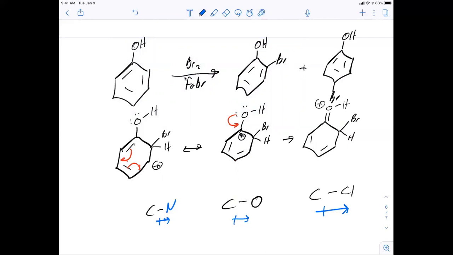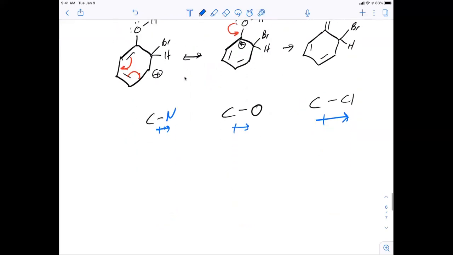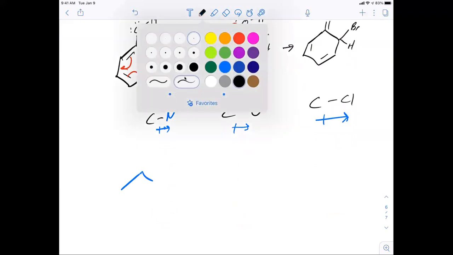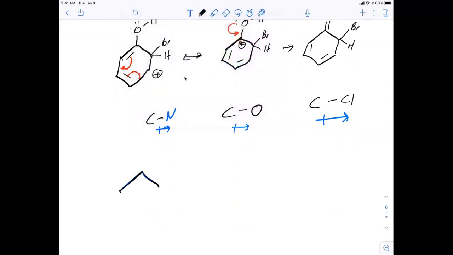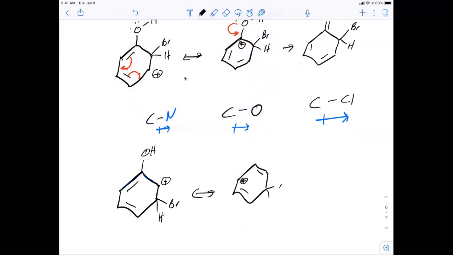Questions about this one? And of course I could show the para would be the same thing, right? But if I do the meta, is the meta going to end up with the positive next to the group? No, right? So the reason the meta is not, let's go ahead and show that one. Right, if I had put the bromine here, I get the positive, right? There's no way for me to get the positive next to the oxygen.